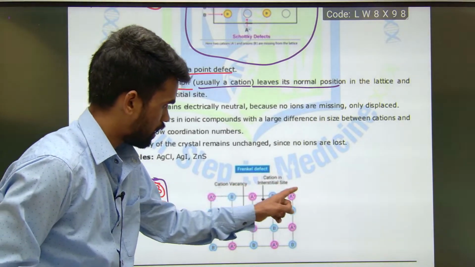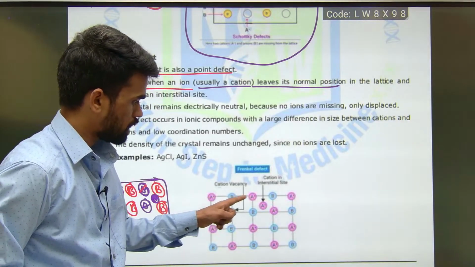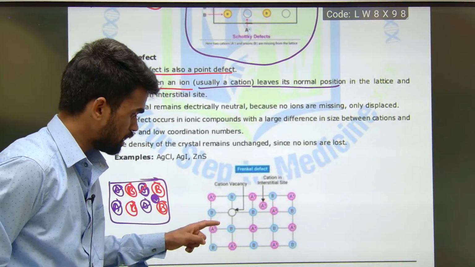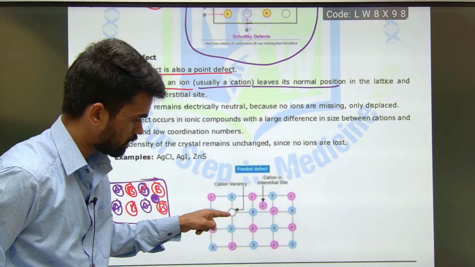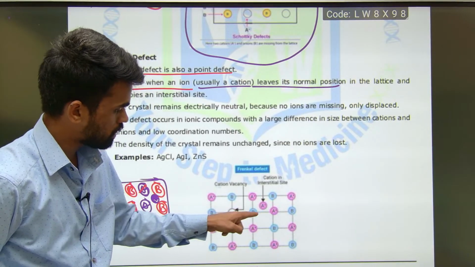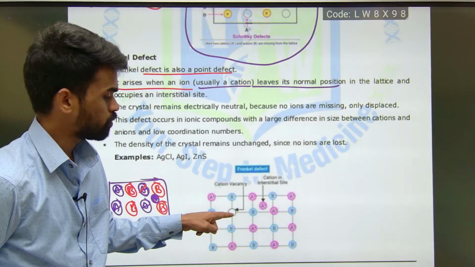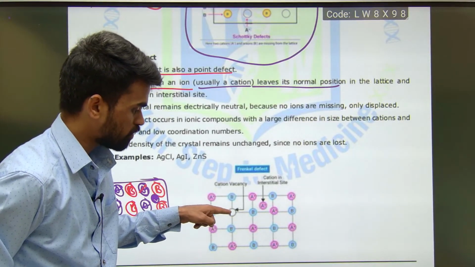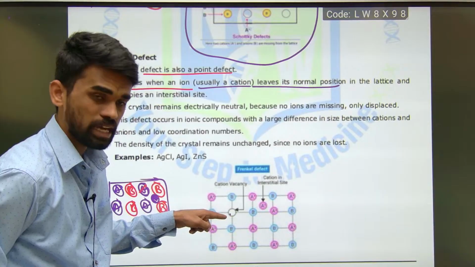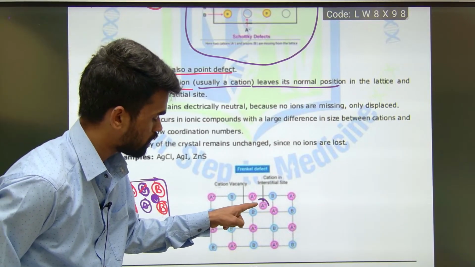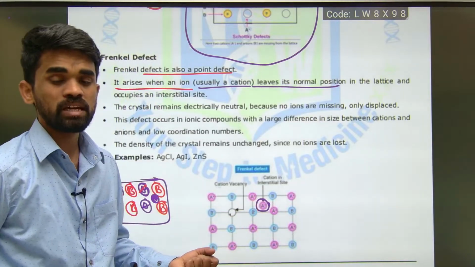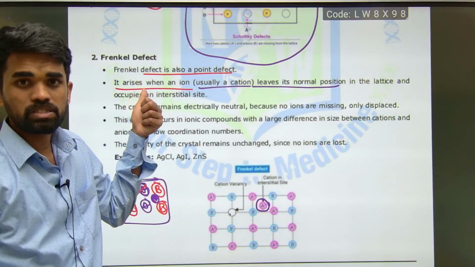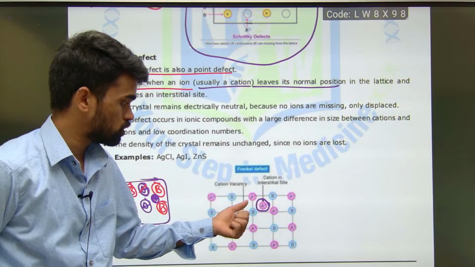Now you can assume this. See, AB is a crystal lattice. This is the position of a cation. But do we have a cation here? That A is missing here. See, B is there, but A is missing now. So that A, instead of having its original normal site, went somewhere over here. See, here we have a cation. So the defect arises due to this type of phenomenon.